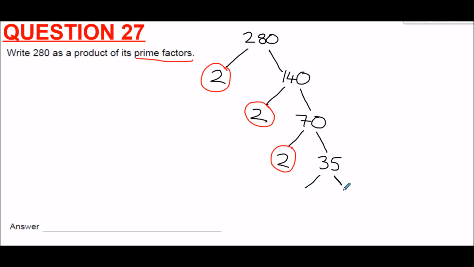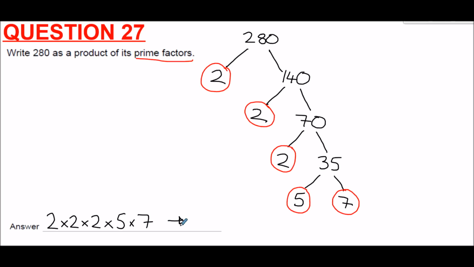Finally, 35 isn't even, so we can't divide it by 2, but we can divide it by 5, which would give us 7. Now 5 and 7 are both prime numbers, and so we're done now, because each end of the branching has got a prime at the end of it. So the final answer is we write down all the primes in order of size multiplied by each other. So it's 2 times 2 times 2 times 5 times 7.